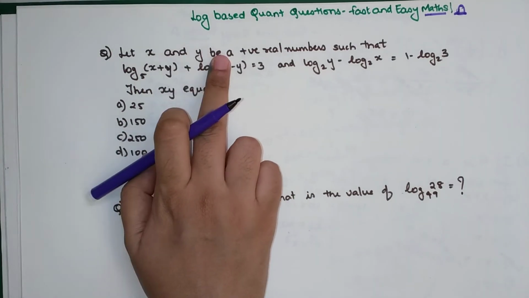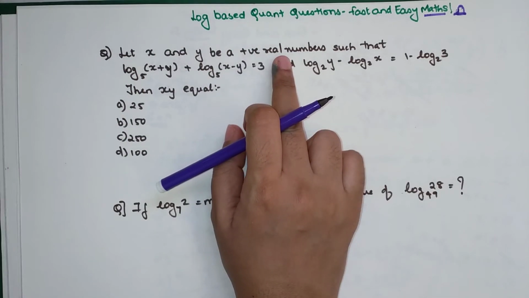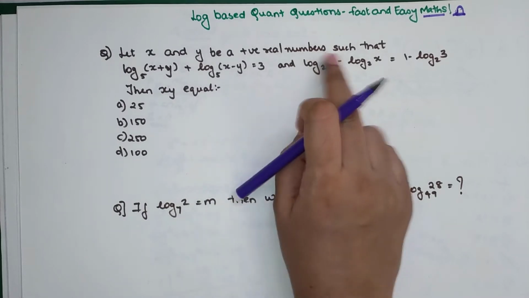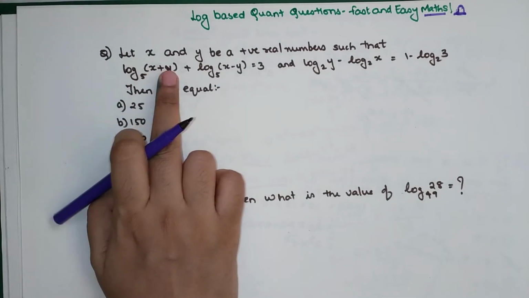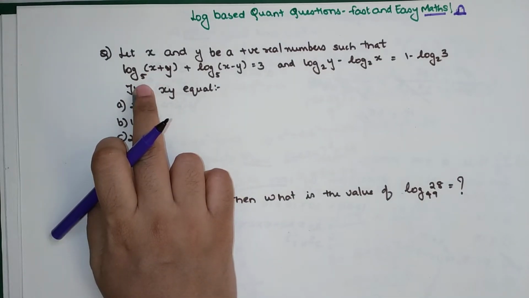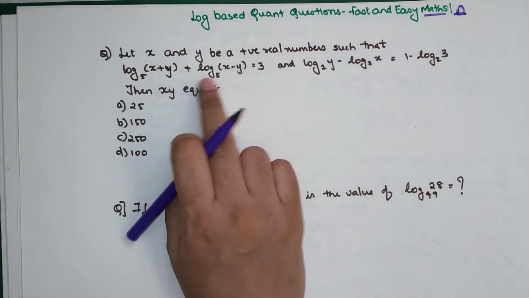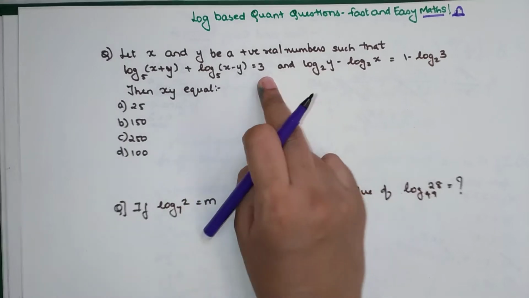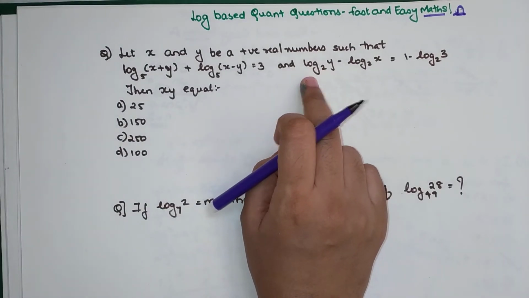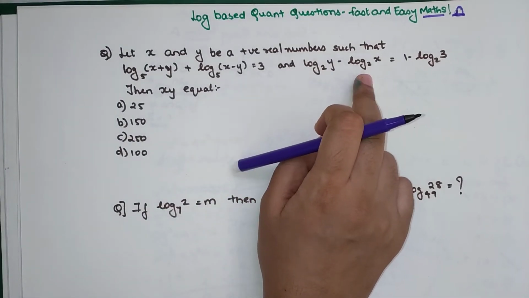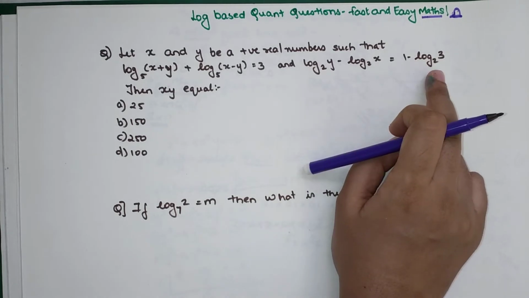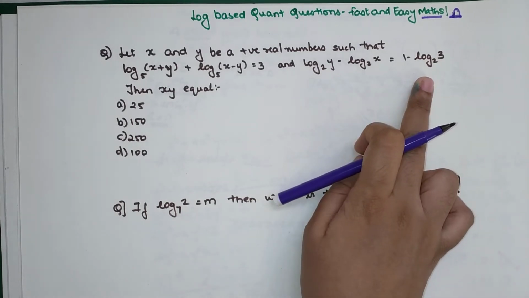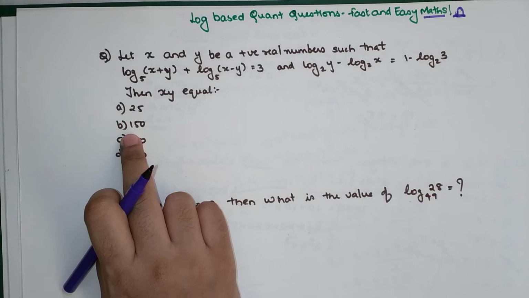Let x and y be positive real numbers such that log of x plus y to the base 5 plus log of x minus y to the base 5 is equal to 3, and log of y to the base 2 minus log of x to the base 2 is equal to 1 minus log of 3 to the base 2. Then xy is equal to what?